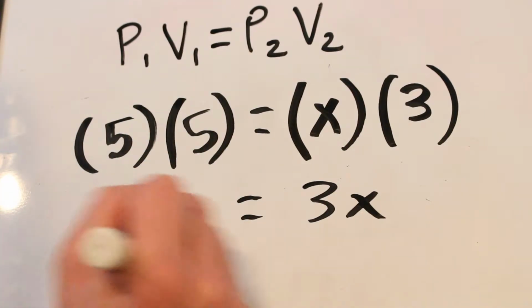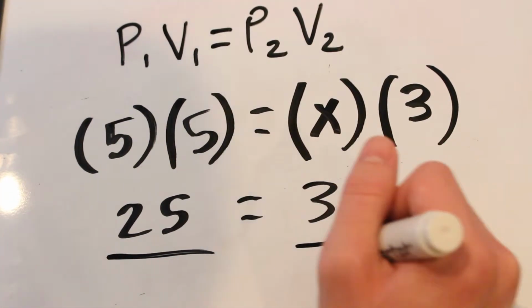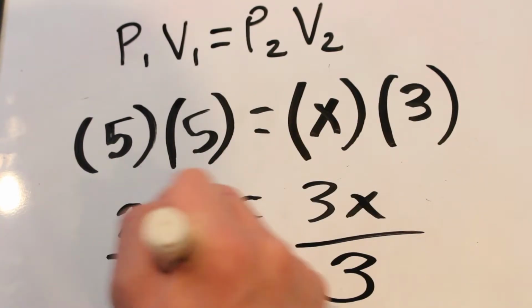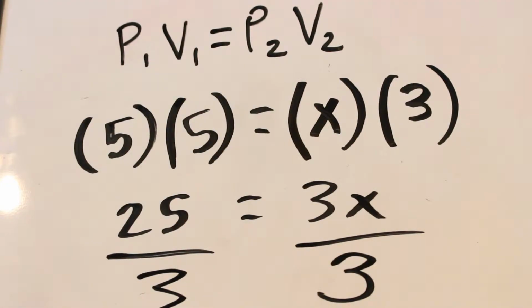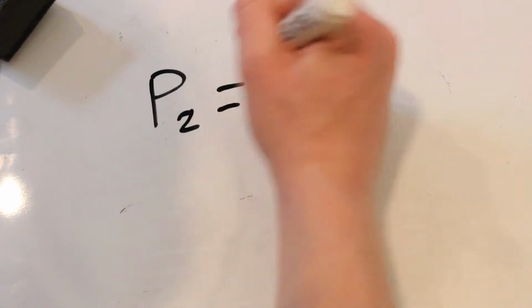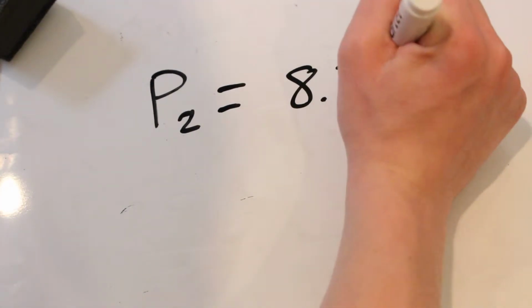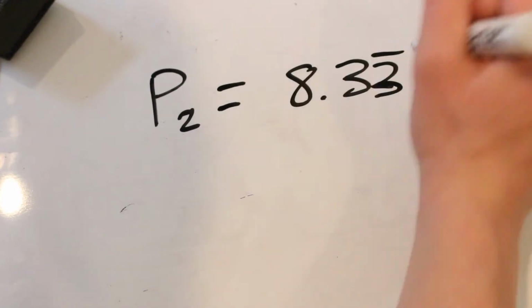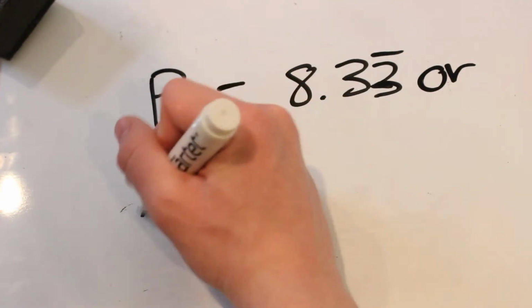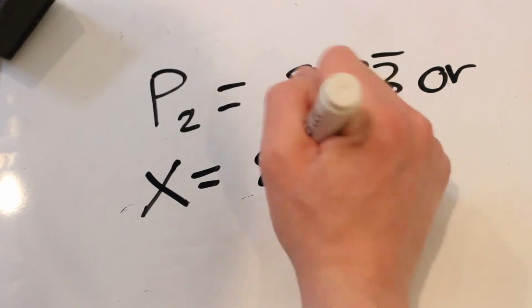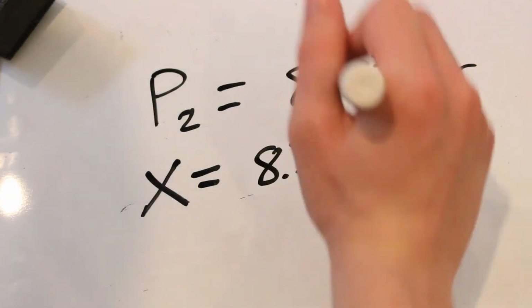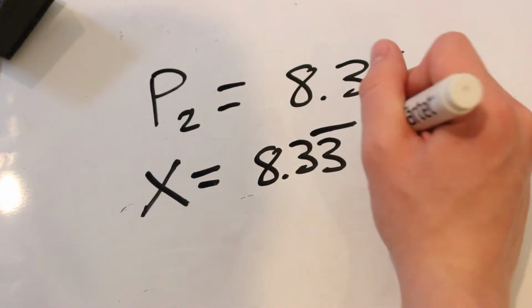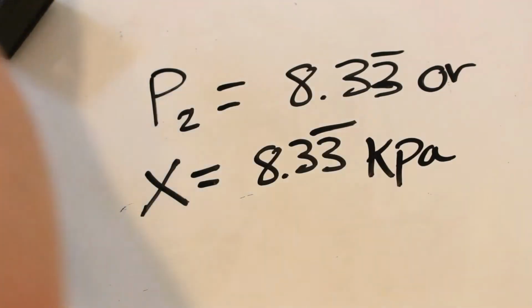So we're going to divide by 3, and this is going to give us a decimal, so I'm going to have to put it into a calculator, but 25 divided by 3 gives us 8.3. So let's erase this and write our final answer. You could express it as 8.33, you can really just round it, but I'm going to put the repeating sign, or this can be written as x equals 8.33 repeating. And what is our unit? We don't want naked numbers. It's kPa, because no one likes naked numbers.